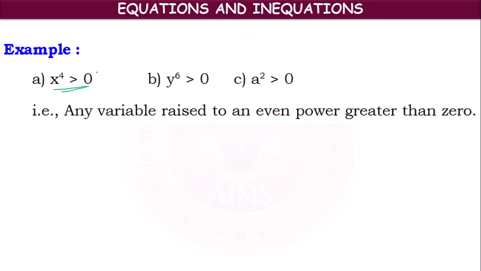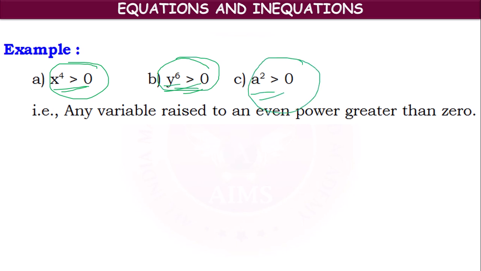Like x power 4 greater than 0, y power 6 greater than 0, a square greater than 0, which means base quantities raised to even exponents, even powers, are all considered as absolute inequations.